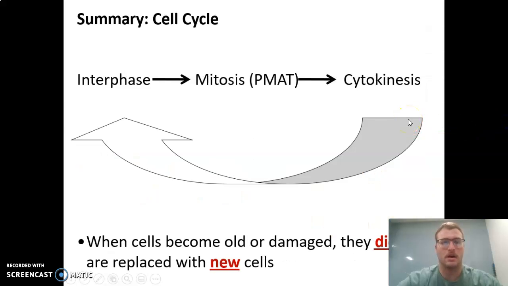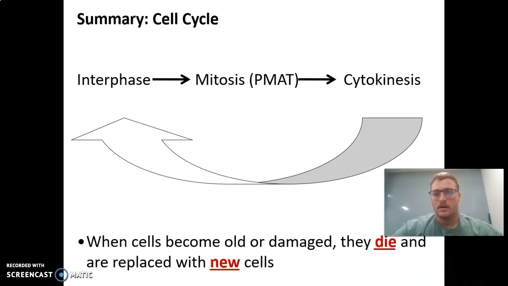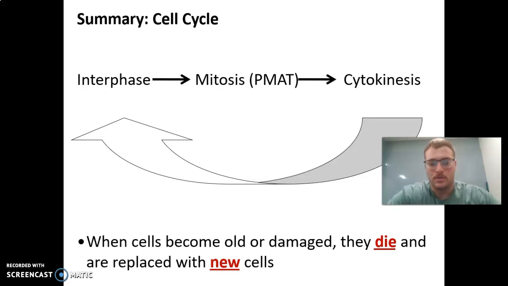So just a little summary of what we went over. In the cell cycle, the cell primarily rests in interphase. When it begins to replicate, mitosis occurs. During mitosis, prophase happens, then metaphase, anaphase, and telophase. After mitosis, cytokinesis occurs. When cells become old or damaged, they die and are replaced with this process, producing two new cells.